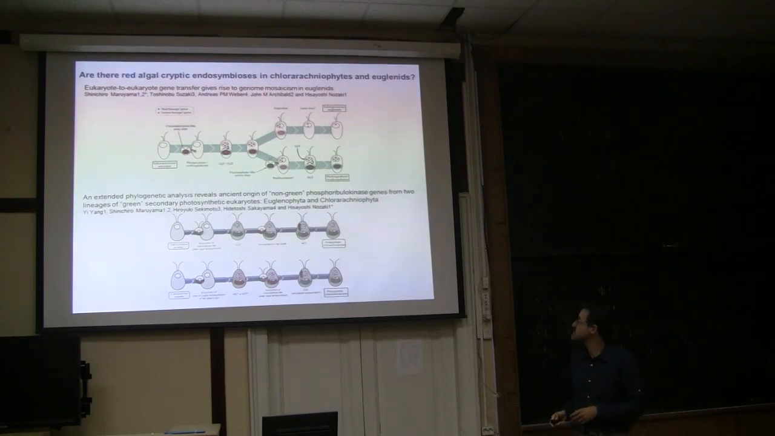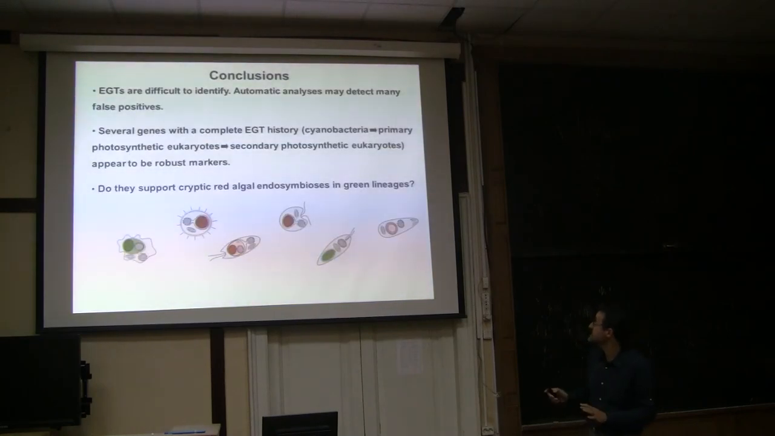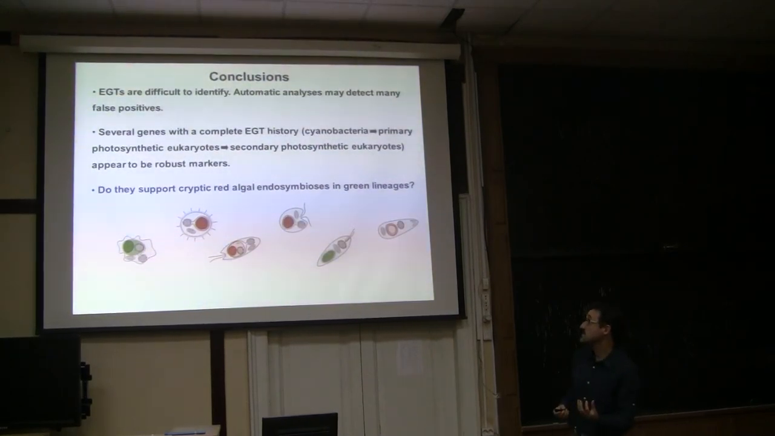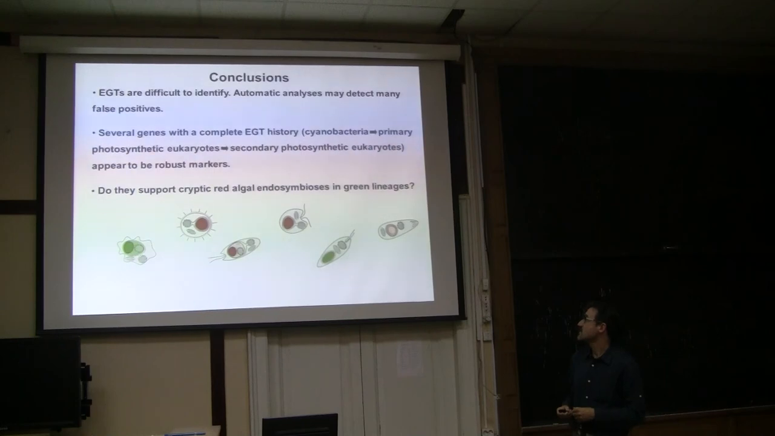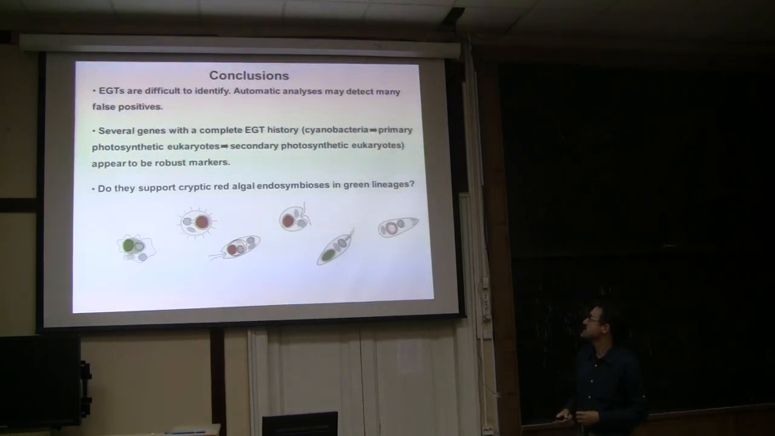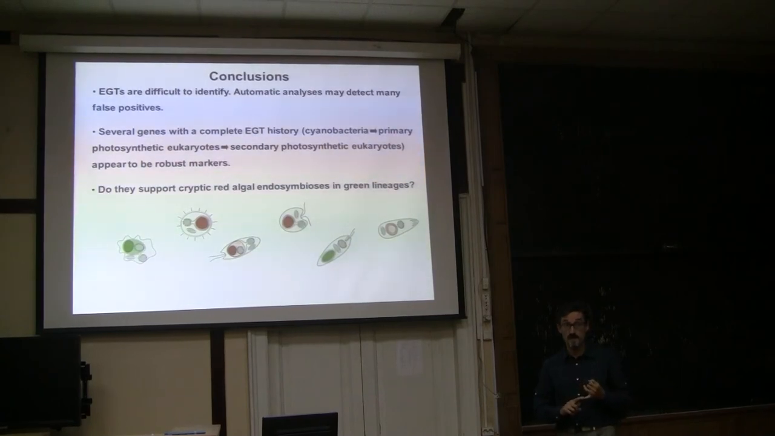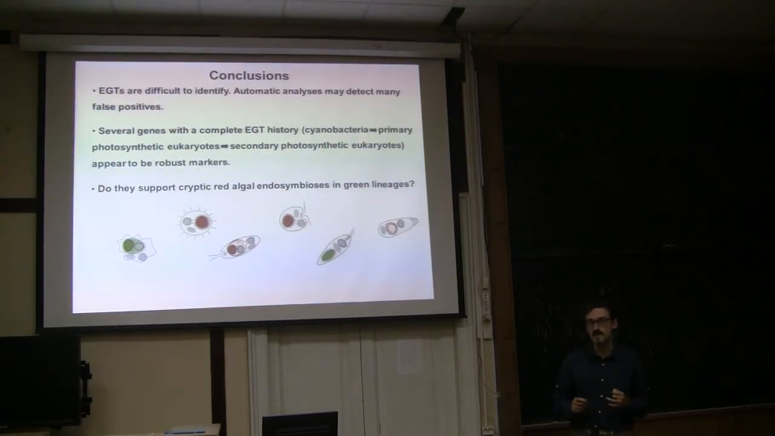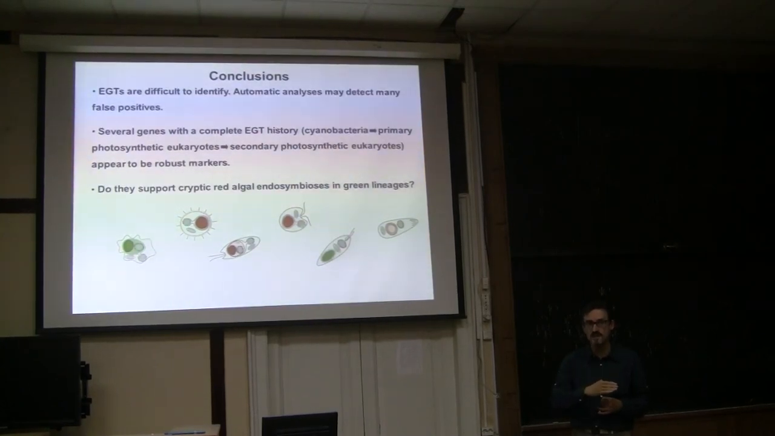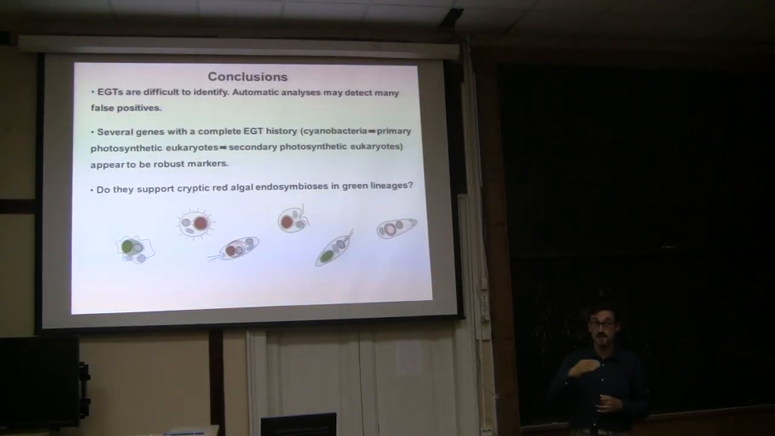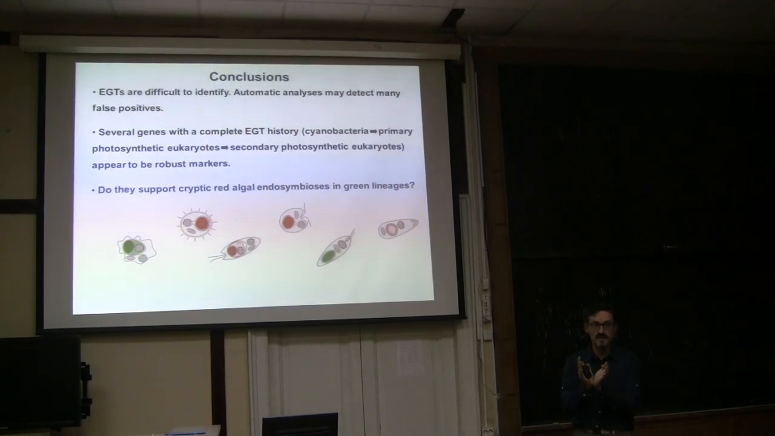So this is the end of my talk, but what I wanted to discuss today was in particular the difficulty to identify the endosymbiotic gene transfers, because when it is a real endosymbiotic gene transfer, sometimes it is very difficult to be sure that it is coming from red algae or from green algae, because red algae and green algae are sister groups.